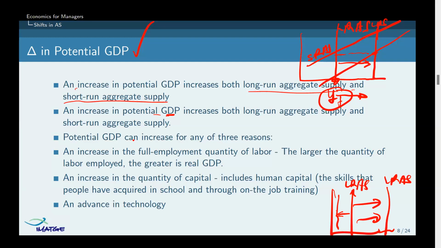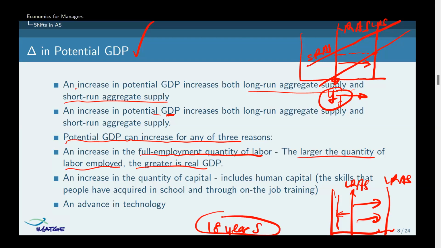Look at this. Potential GDP can increase for any of three reasons. Number one, an increase in the full employment quantity of labor. The larger the quantity of labor employed, the greater is real GDP. An example could be an increase in population, not only population, because population might include those that are below 18 and not able to work. We are looking at an increase in the labor force participation rate or an increase in the labor force.